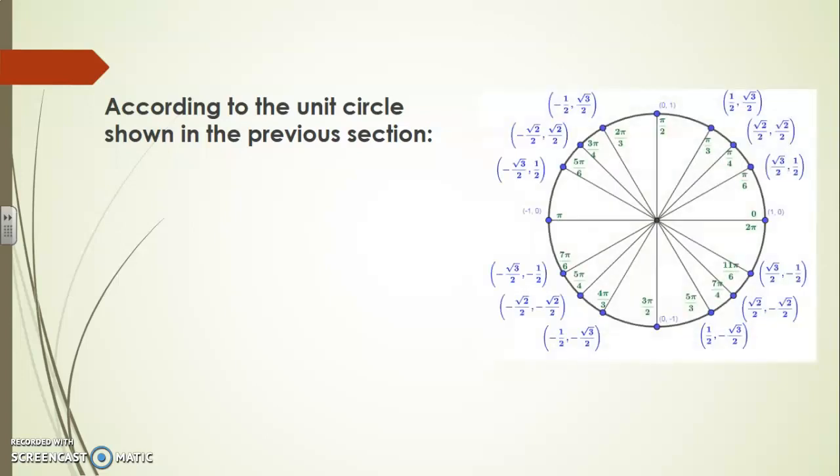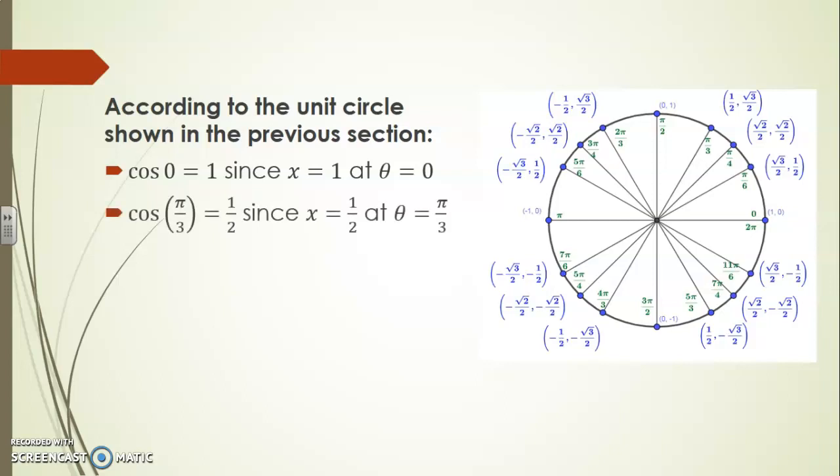If you recall, in a previous section we introduced the unit circle, which I have highlighted here on the right hand side, with the different angles presented in radians. You'll notice that the cos of 0 is 1 because the x-coordinate of the point is 1 at angle theta equals 0.